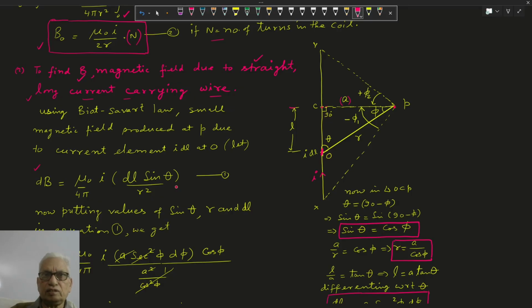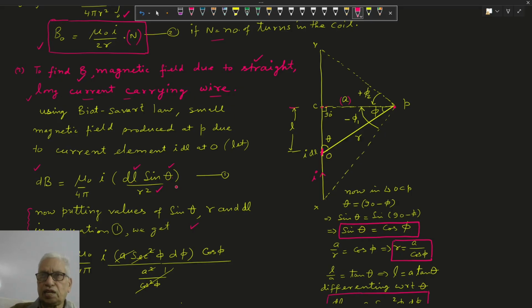Using the Biot-Savart law, dB is equal to mu naught upon 4 pi I dl sin theta upon r square. But here dl is variable, whether it is small or big. In this position theta is also variable, and this distance r is also variable. So dl, theta and r all three are variable. The question is, with respect to what will you integrate? So we have to replace dl, sin theta and r with one variable. Only then is it possible to integrate with respect to one variable. So we are converting dl, theta and r into one variable.